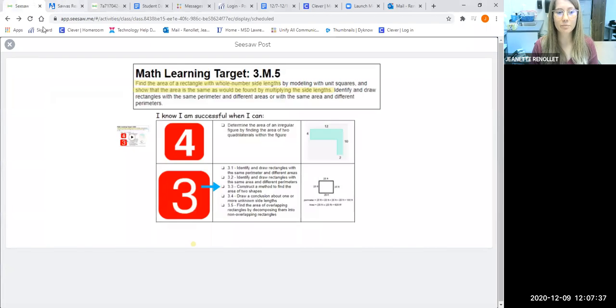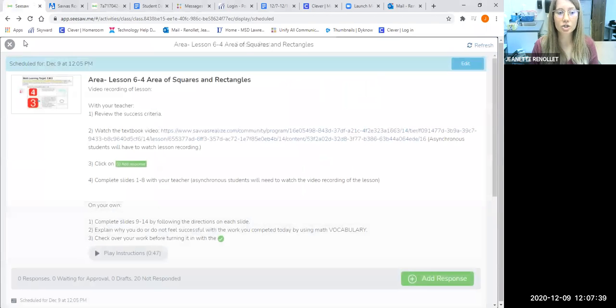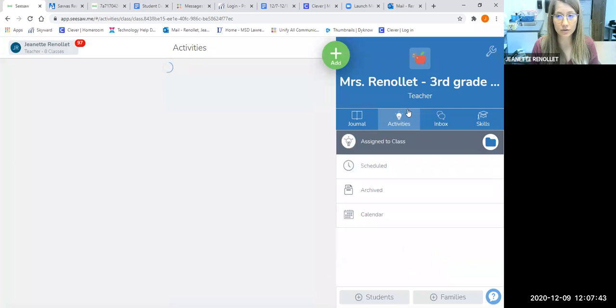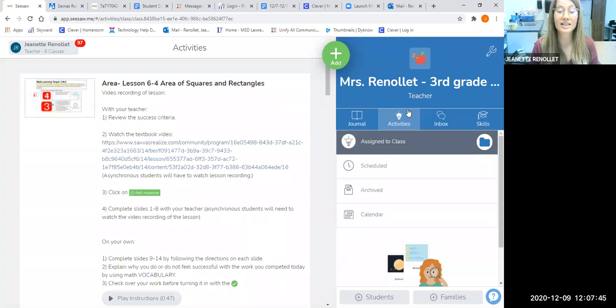All right, today, boys and girls, we are going to show our knowledge of finding the area of rectangles by multiplying the side lengths. Sometimes there are squares inside where we can count, sometimes there are not. So we can use the second way of multiplying the side lengths, length times width.